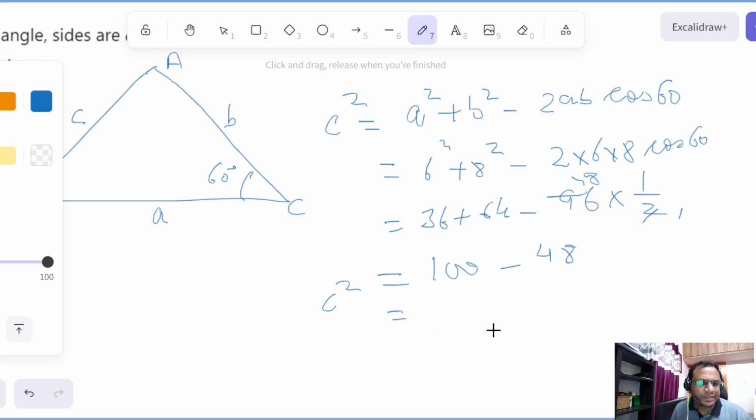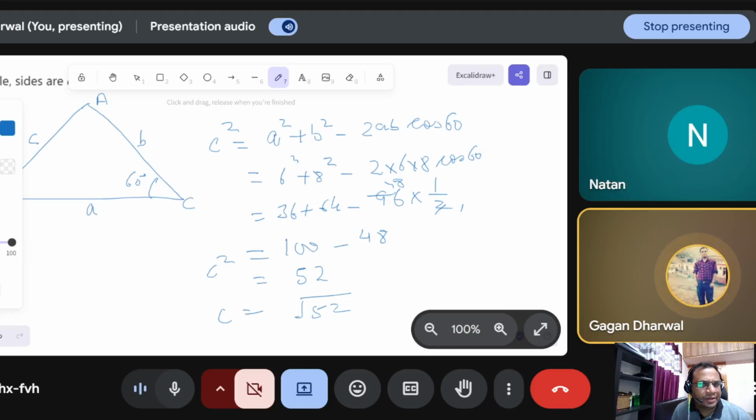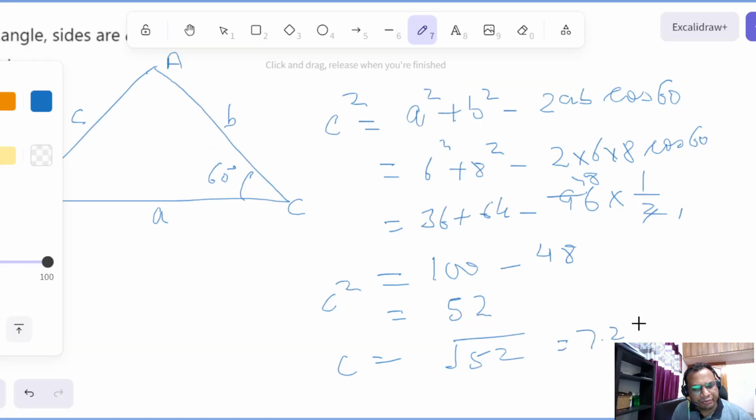C square equal to, it may not give a proper side, like how we have 6 and 8, but yeah, you get some value. So 100 minus 48 will be 52, and C will be equal to root of 52. And root of 52, if we calculate with the help of the Desmos calculator, it is 7.211. 7.211 means we can take it as 7.2. So your C will come out to be 7.2.